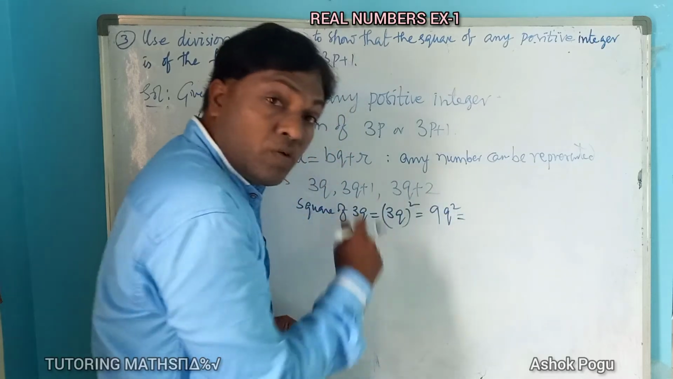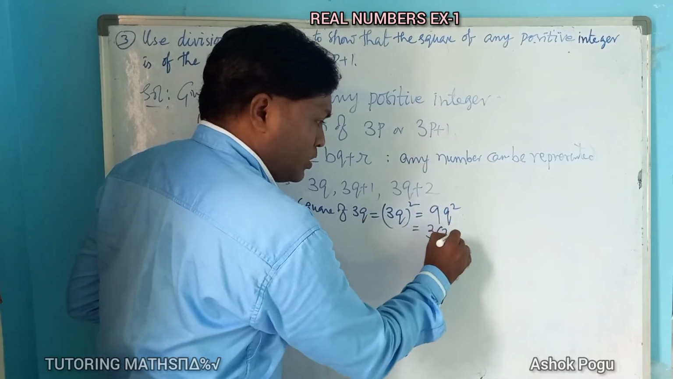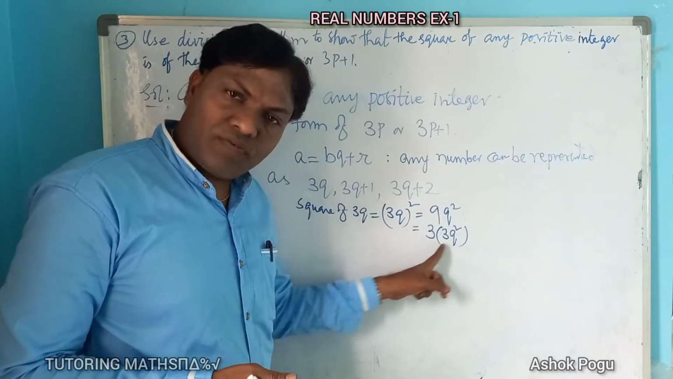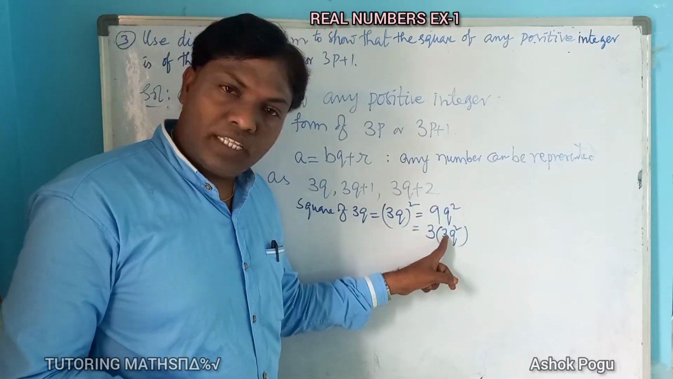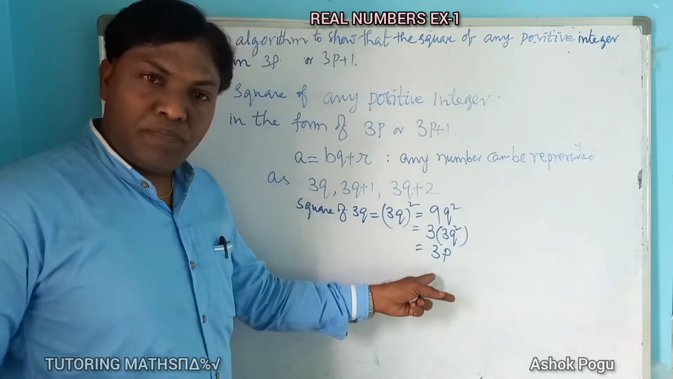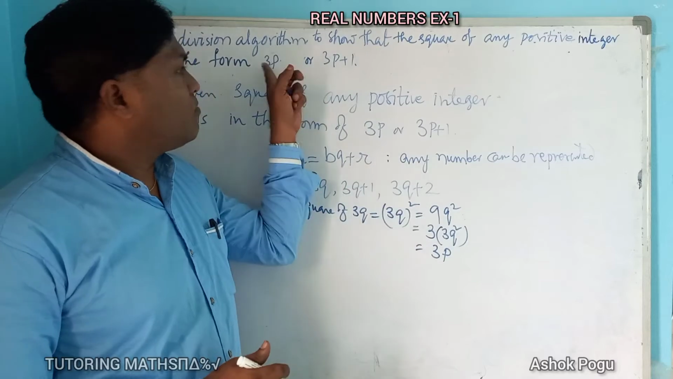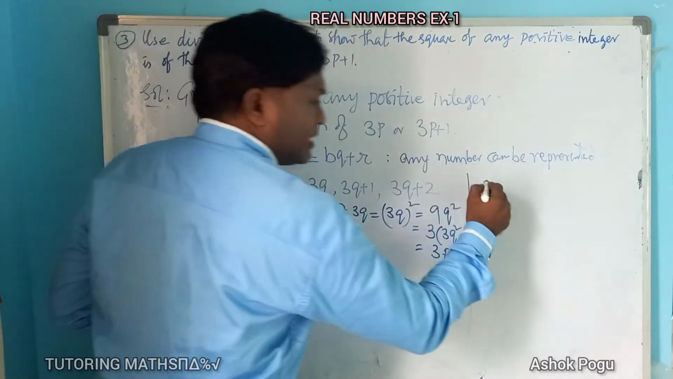Now 9q square can be written as 3 into 3q square. I can write 9 as a product of 3 and 3; 3 3s are 9. So 9q square can be written as 3 into 3q square. Now exactly it is in the form of 3p. So the square of this positive integer is in the form of 3p. Possible. And the second case, what is the second case?